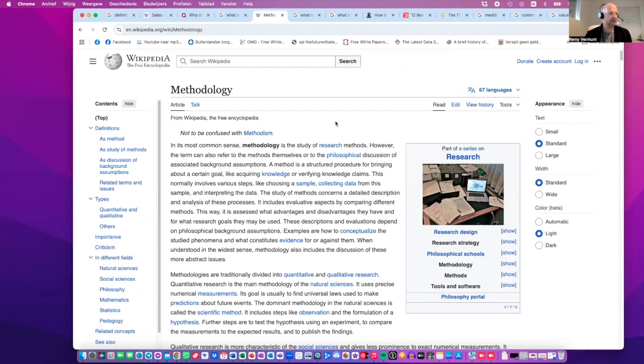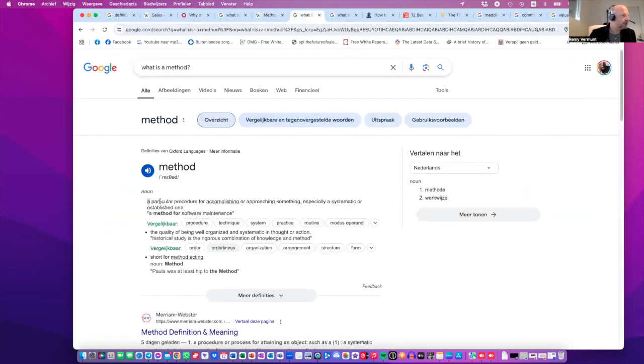Let's see what is methodology. Methodology, not to be confused with Methodism. Methodism. Thank you for that. I was not confusing that, but okay. In its most common sense, methodology is the study of research methods. Methodology is studying methods. What is a method? Well, here we have it. A particular procedure for accomplishing or approaching something, especially a systematic or established one. Okay, an established method or system in order to approach or to achieve something, accomplishing, achieving, or approaching something, interesting. What else?